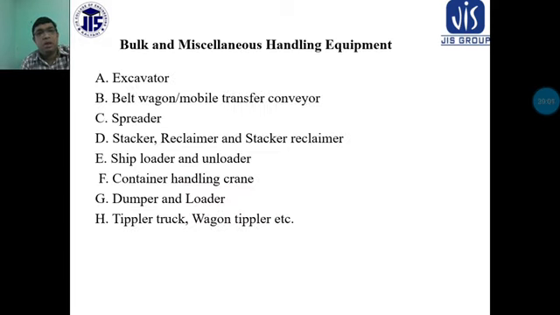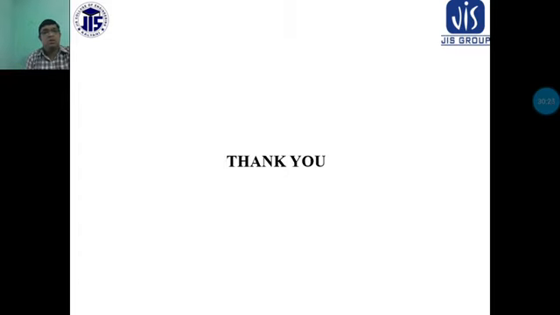roller. And the bulk and miscellaneous handling equipment here includes the excavator, belt wagons, mobile transfer conveyors, spreaders, stackers, reclaimers, ship loaders and unloaders, container handling cranes, dumpers and loaders, tippler trucks, wagon tipplers, etc. This is the bulk and miscellaneous handling equipment.